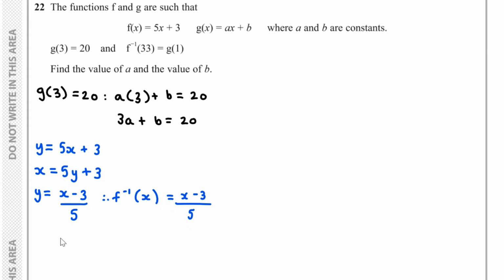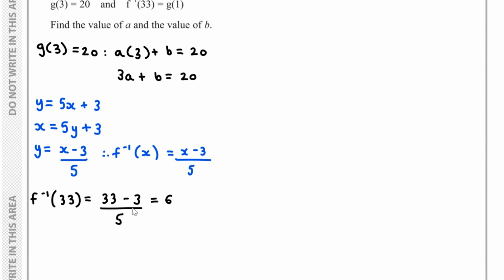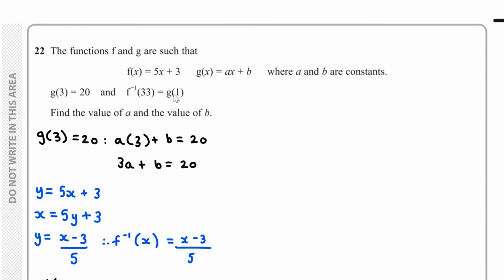Now if we find out what g of 1 is, rather before we do that, let's work out what the inverse of f is at the point x equals 33. So we've got 33, take away 3, over 5, so we've got 30 over 5, which is 6. So the inverse of f at the point x equals 33 is equal to 6, and this is equal to g of 1.